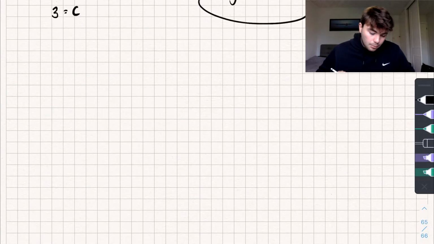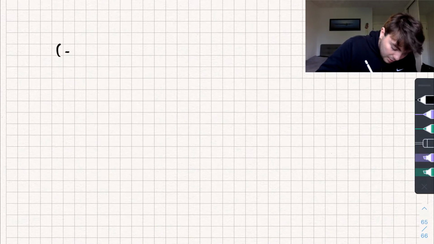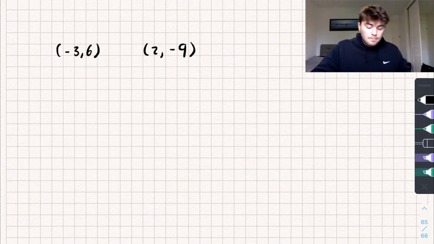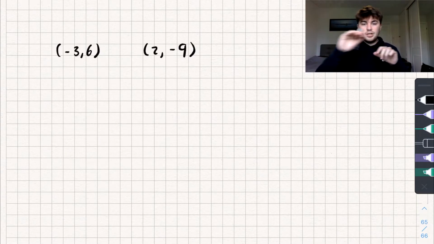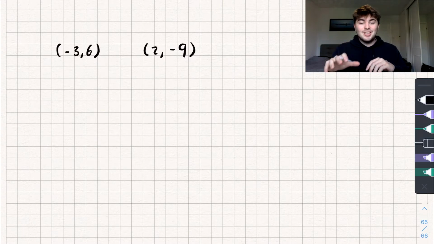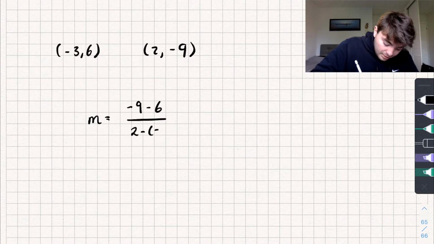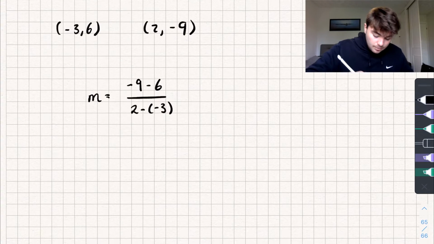Let's look at one more example where rather than a positive gradient, we'll have a negative one. So say we were given the coordinates negative 3 and 6, and 2 and negative 9. Well, remember, the first step is to find the gradient of the line, so I won't write out the whole formula for the gradient, the change in y divided by the change in x. I'll trust you can remember that. So m, which is our gradient, is equal to negative 9 subtract 6 divided by 2 subtract negative 3. So I've done my difference in y's divided by my difference in x's.